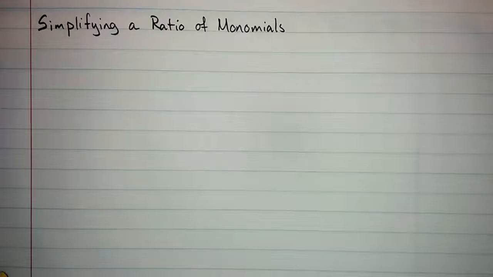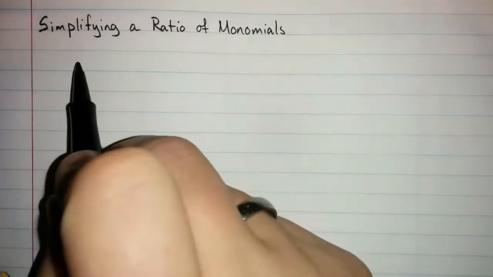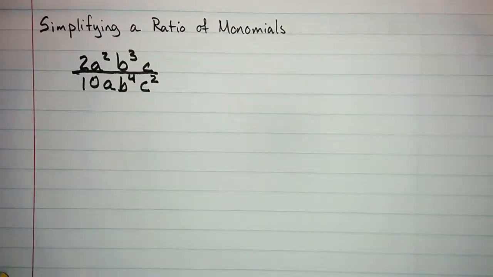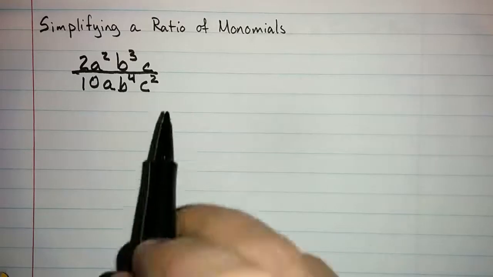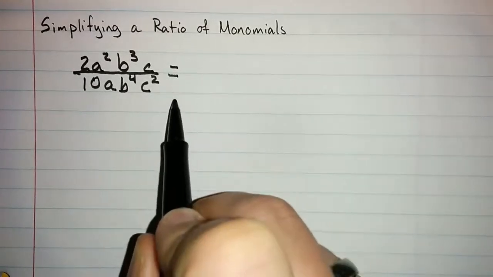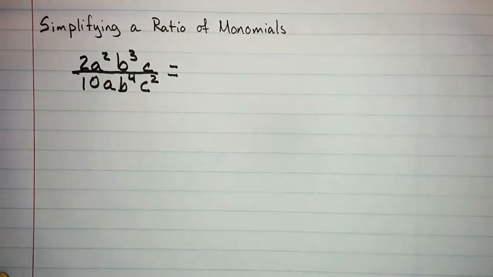How do we simplify if we have a rational expression where the numerator and denominator are both monomials? So if we have, for example, this rational expression, 2a squared b cubed c over 10ab to the fourth c squared, and we'd like to simplify this. Well, what we want to do is be able to cancel out common factors.